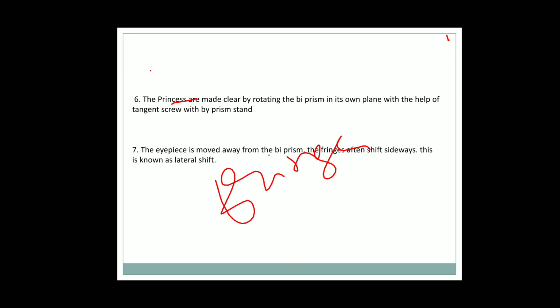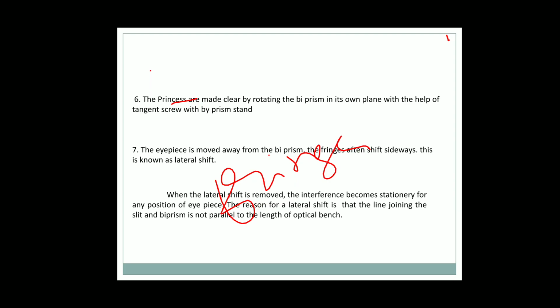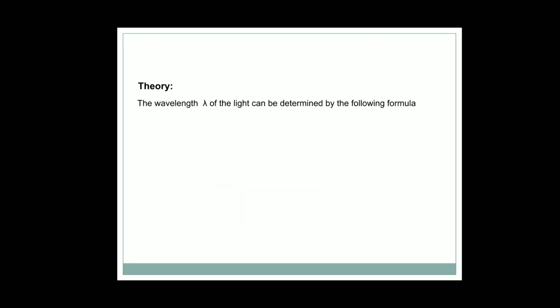The seventh and last adjustment is that the eyepiece is moved away from the biprism. Then the fringes often shift sideways. This is known as lateral shift. When this lateral shift is removed, the interference pattern becomes stationary for any position of the eyepiece. It does not move sideways. The reason for a lateral shift is that the line joining the slit and biprism is not parallel to the length of the optical bench.